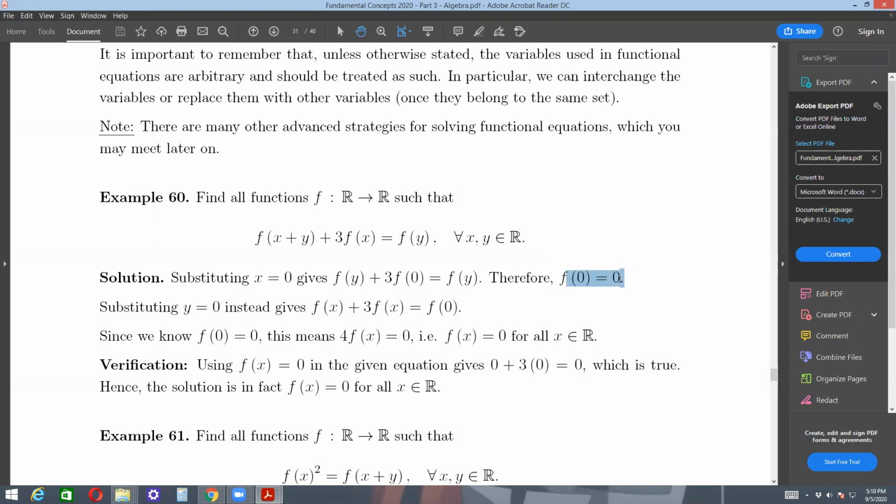Now, once I know f of 0 is 0, I can substitute y as 0 because this will go away. So substitute y as 0 and then I get this. So basically it means that f of x must be 0. Now, this implies f of x is 0, so you still need to verify that. The verification is easy because if f of x is 0, then everything becomes 0, which works.